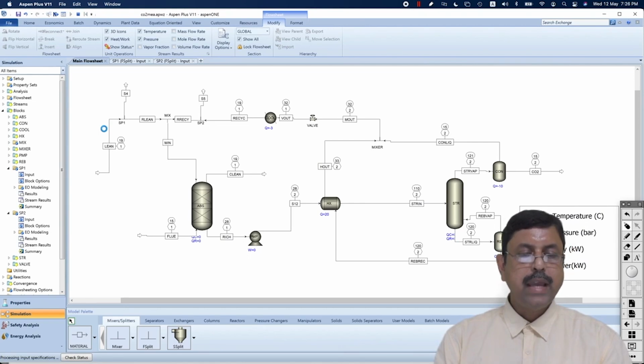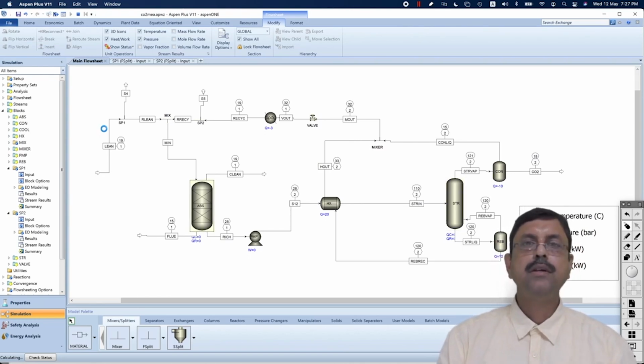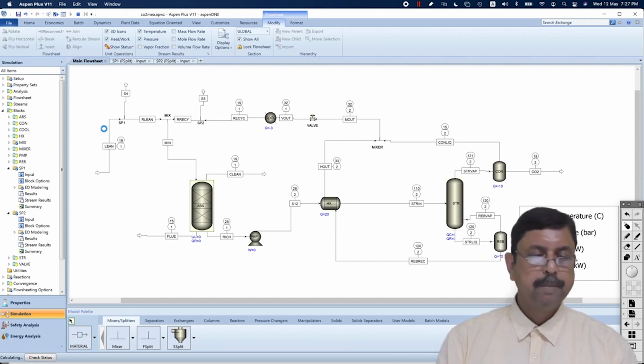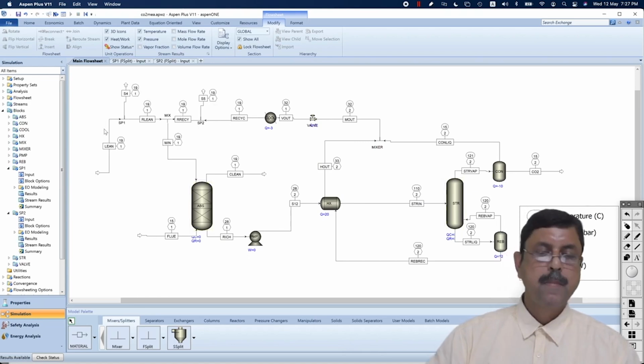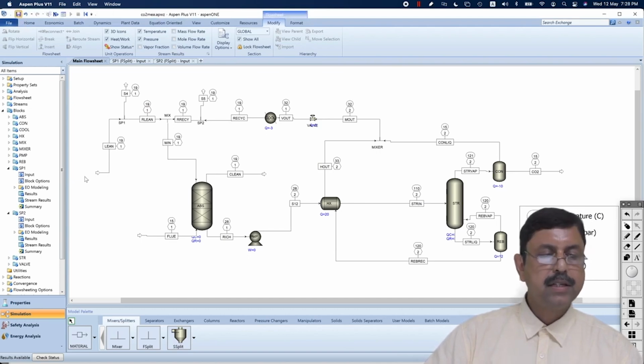Now, although we have done some changes, the lean amine is still 99%, and recycle only 1%. So only a 1% change I have introduced into the system, and the recycle loop is connected. In most cases, this will converge because the amount of recycle is very, very small. It is just 1%. Okay? Yes, it has converged. So we save it first. Okay? So we have saved it.